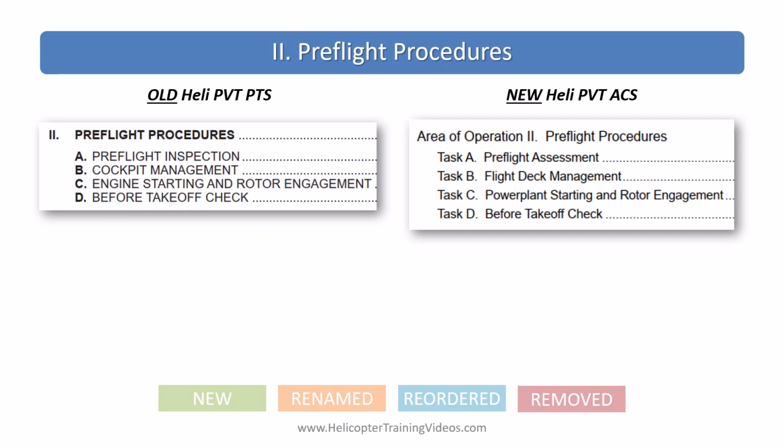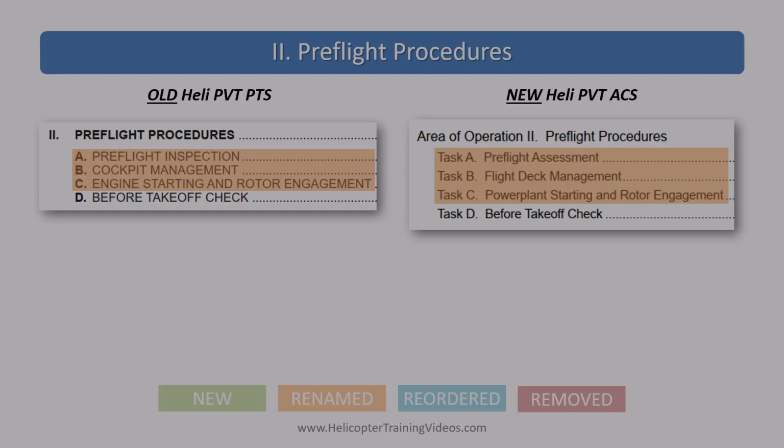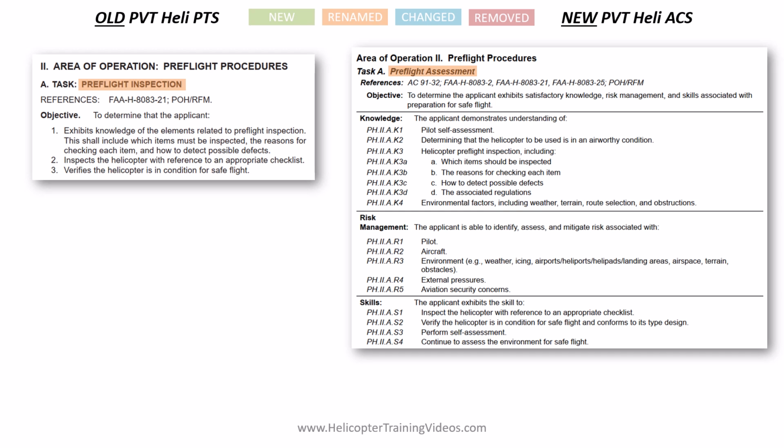In this video, we're going to look at Area of Operation 2, Preflight Procedures. So you can see here there are a few changes to the titles in terms of names, but we're going to dive deep into these tasks and go through the changes to the references, which will give you some new things to study perhaps, as well as the changes to the knowledge items, the skill items, and of course the all-new risk management elements. All of these tasks are required under this Area of Operation. As we go through all this, if you see anything else that we're missing, please let us know in the comments.